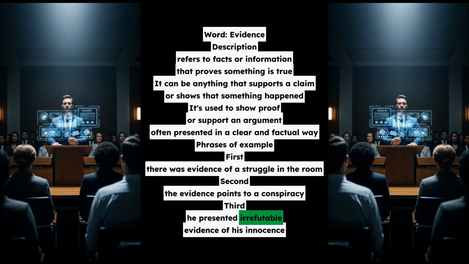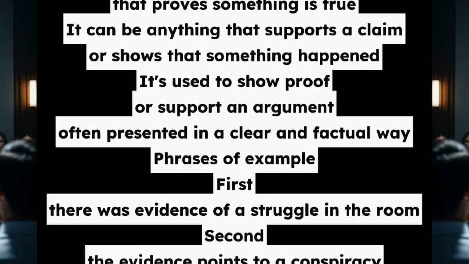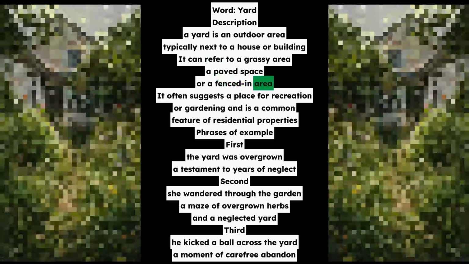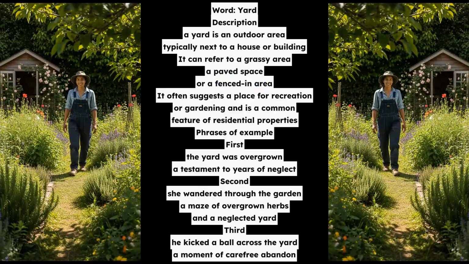Word: yard. Description: a yard is an outdoor area, typically next to a house or building. It can refer to a grassy area, a paved space, or a fenced-in area. It often suggests a place for recreation or gardening and is a common feature of residential properties.